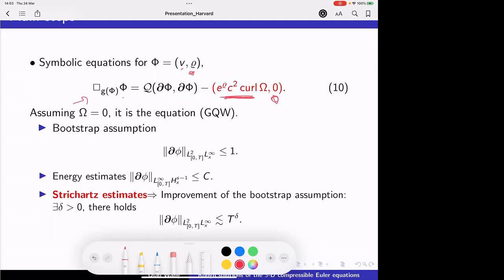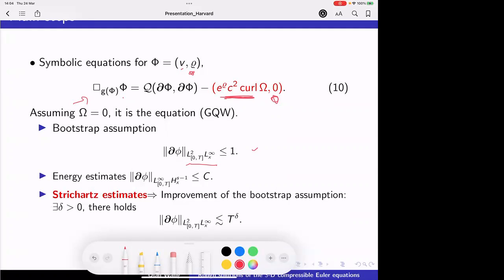So assume the vorticity is 0. We won't have the red parts; they are all 0. So this is the general quasilinear wave equation. In that situation, what are we going to do? We start with assuming that this total derivative of partial phi satisfies this norm, bounded by 1. This t is a certain small number, a short lifespan to be chosen. We start with assuming this.